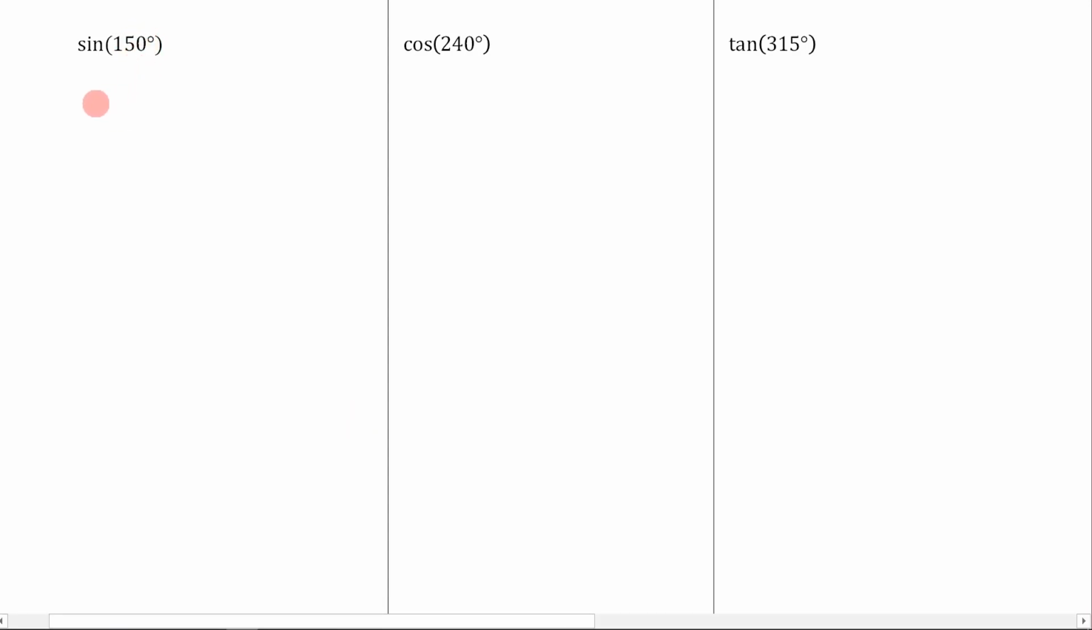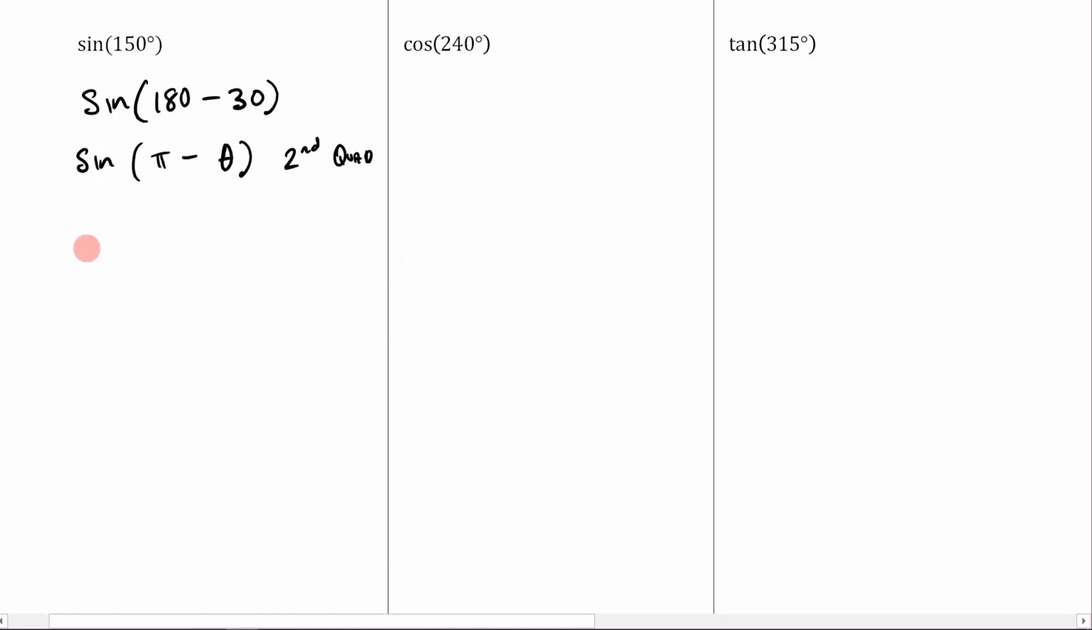So 150 degrees, let's break that up. That can be 180 minus 30 degrees. Remember, that's the same thing as sine of pi minus 30, or sine of pi minus an angle, which is telling me it's going to be in the second quadrant. Is sine positive or negative in the second quadrant? Sine is positive in the second quadrant.